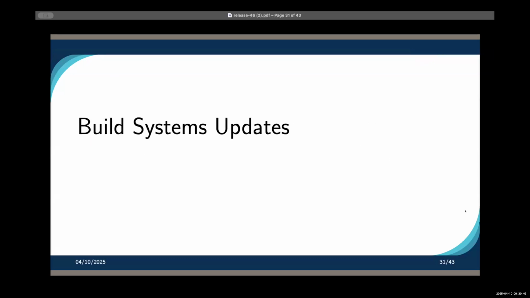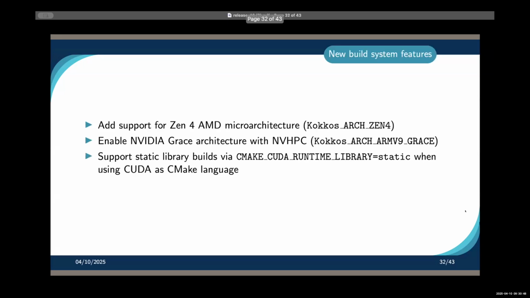And now this was all for the backend updates. Now we'll have a look at the build system features. So we added support for the Zen 4 AMD microarchitecture. You can enable this with Kokkos_ARCH_ZEN4 and compile for this one. And also for the NVIDIA Grace architecture, you can now compile this with NVC HPC.